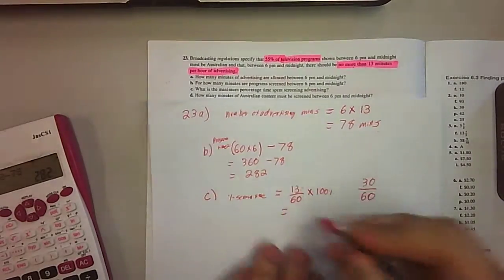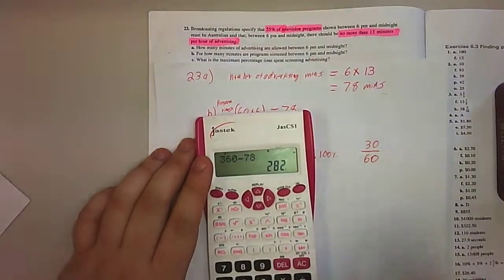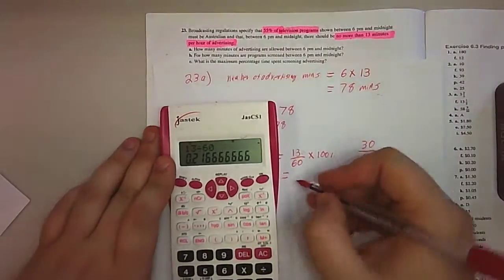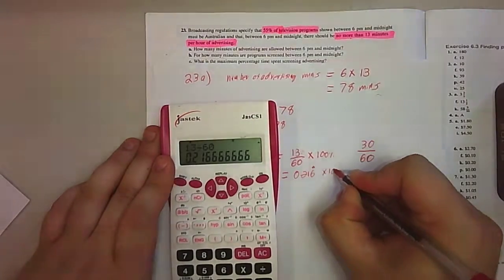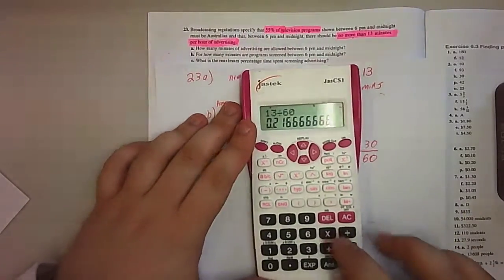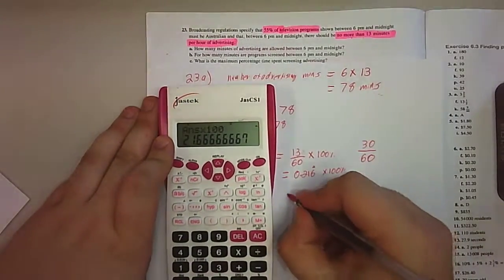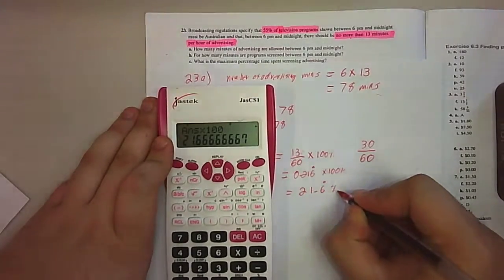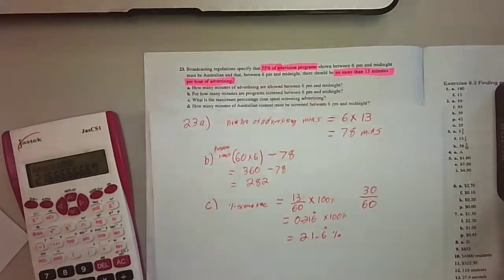Now to do this in your calculator, when you see 13 over 60, you're going to put 13 divided by 60. And as a decimal, you get 0.216 reoccurring, times by 100%. And then to times that by 100, you just go times by 100, and you get 21.6 reoccurring. So 21.6 reoccurring percent. That's part C. And then finally, we've got part D.